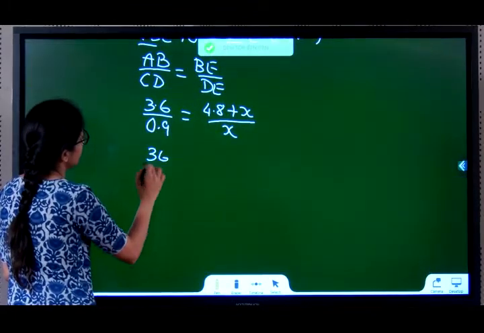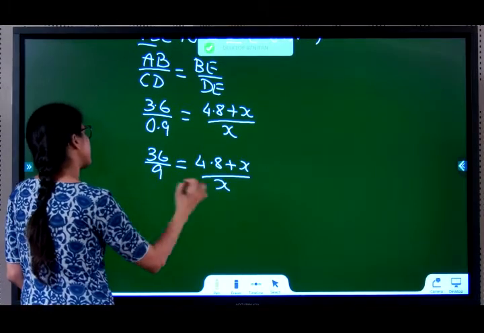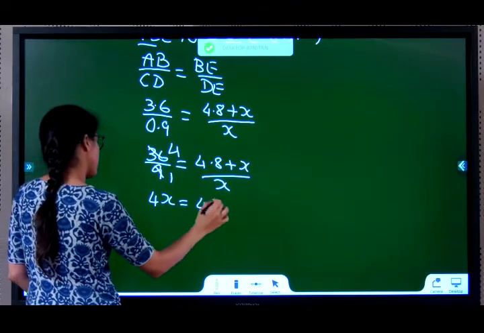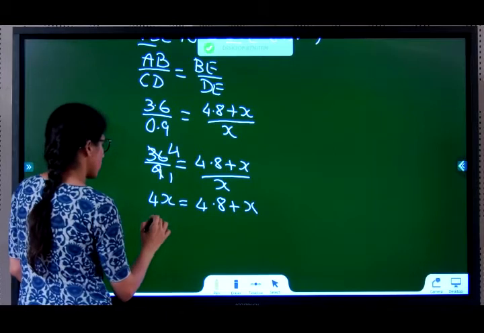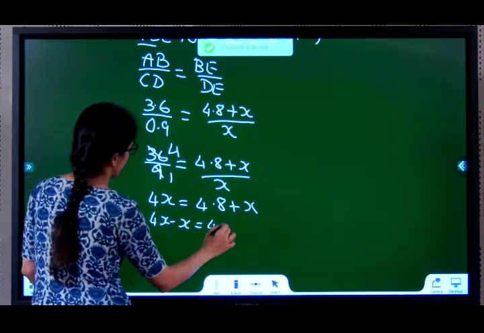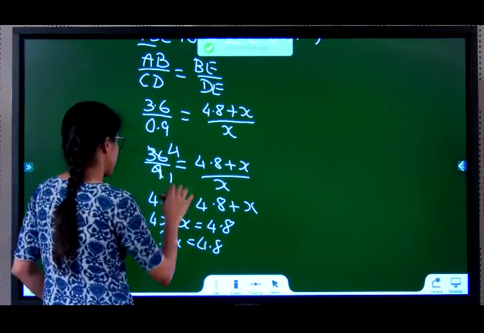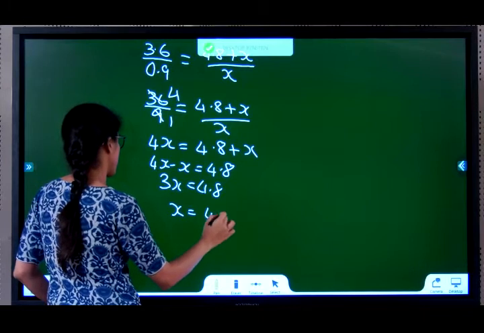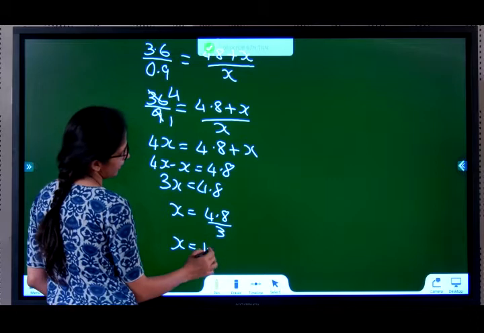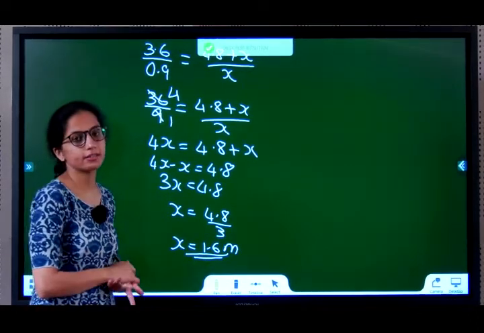So, this is 36 by 9, multiply and divide with 10, equals 4.8 plus X by X. 36 by 9 is 4, so 4 into X is equal to 4.8 plus X. Send the X to the side, 4X minus X is equal to 4.8, 3X is equal to 4.8, X is equal to 4.8 by 3. X is equal to 1.6 meters. The length of the shadow is 1.6 meters.